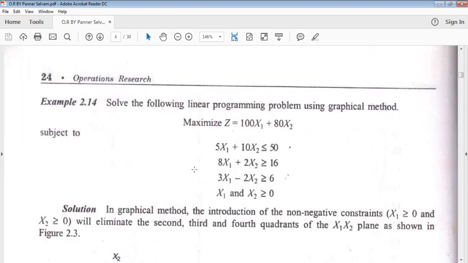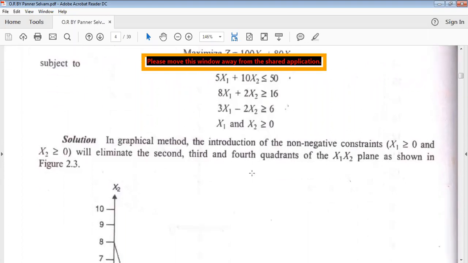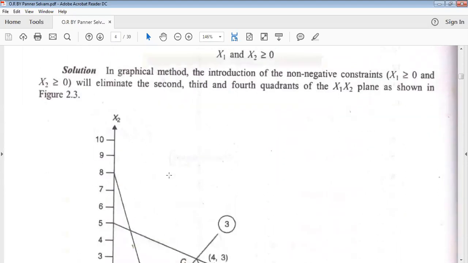Previously, one was maximization and the second one was minimization. In the maximization problem, all constraints are less than or equal to, but in this one not all constraints are less than. This is maximization, but there is a greater than constraint as well. So this is a typical graphical method problem, and one should understand it very carefully. In graphical method, the intersection of non-negative constraints will eliminate the second, third, and fourth quadrants of the x1, x2 plane, as shown in figure 2.3.